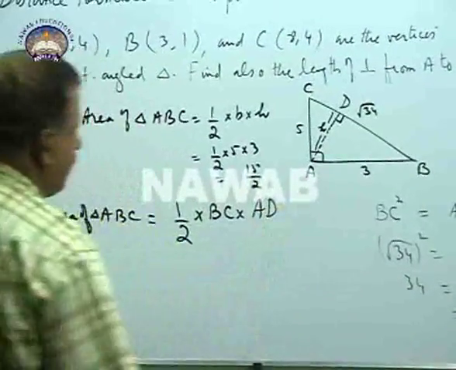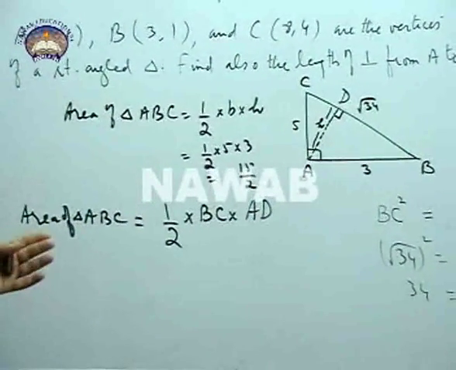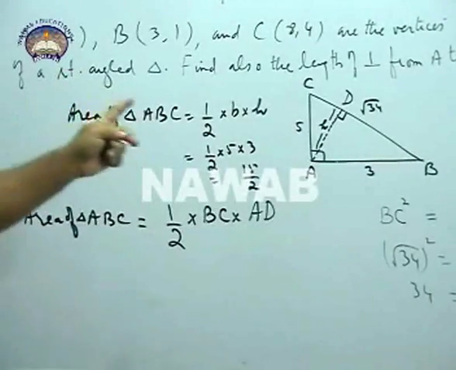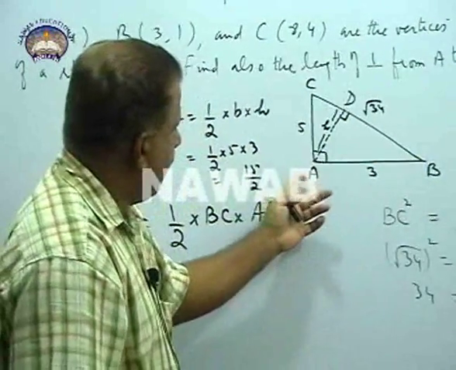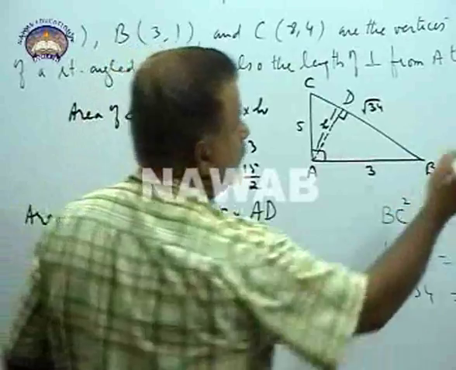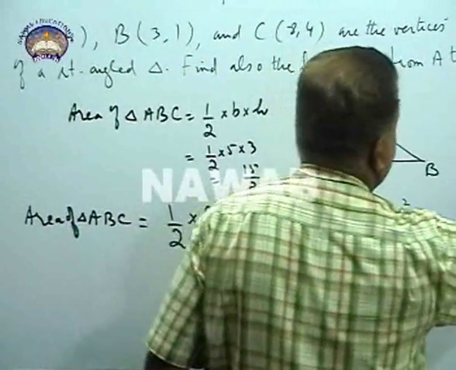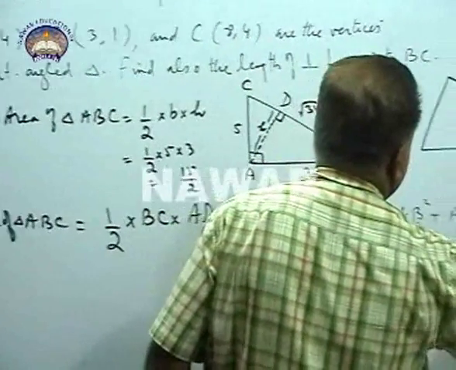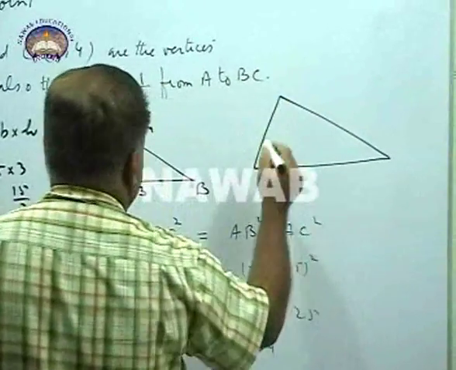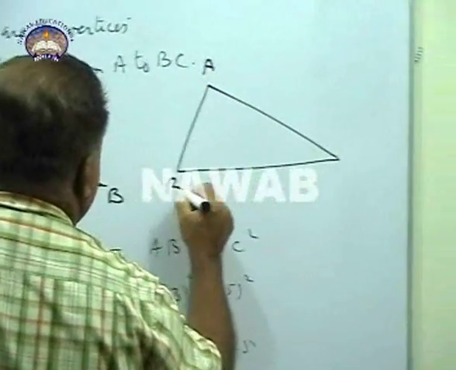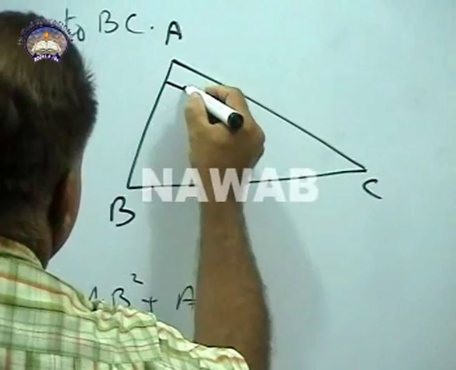So we can say that the area of triangle can also be written as 1 by 2 BC. BC will be taken as base, and this AD becomes the altitude. For example, if the triangle is drawn in this way, then A, B and C, this angle is right angle.